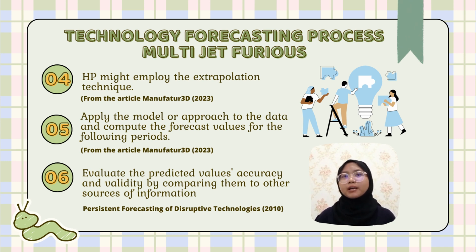After that, HP can apply the model or approach to the data and compute the forecast values for the following periods. For example, in 2033, HP may utilize the formula for linear regression to forecast the cost per component of Multi Jet Fusion printing. So the last step is HP may evaluate the predicted values' accuracy and validity by comparing them to other sources of information or by employing various models or approaches. For example, HP may compare its predicted numbers against those of other experts or approaches.